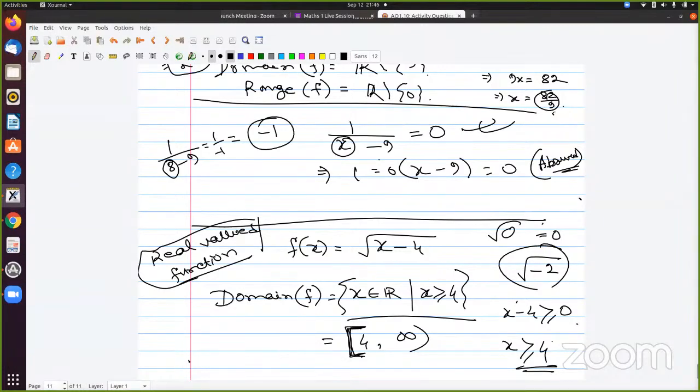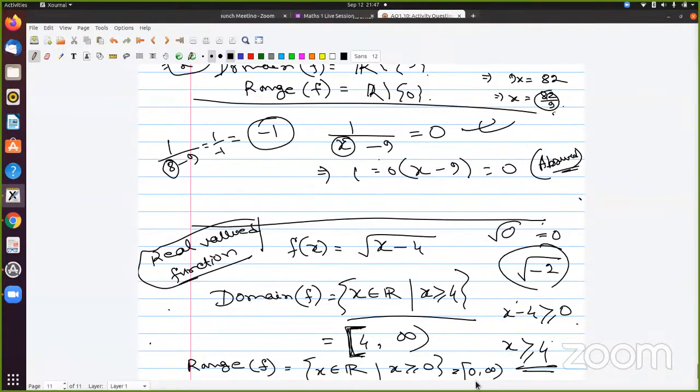Now, what is the range of this function? From 0 to infinity, positive real numbers. Why? Because this root notation basically denotes some positive number. Root a means some positive number, 0 or greater than 0. So we can get the output as all real numbers which are greater than or equal to 0. The output is 0 to infinity.